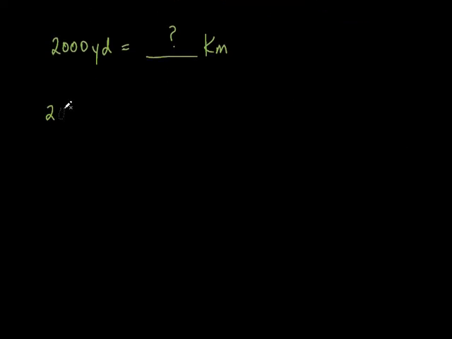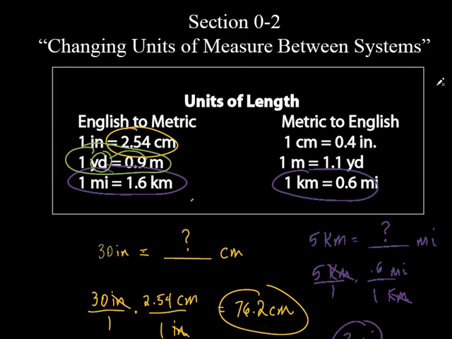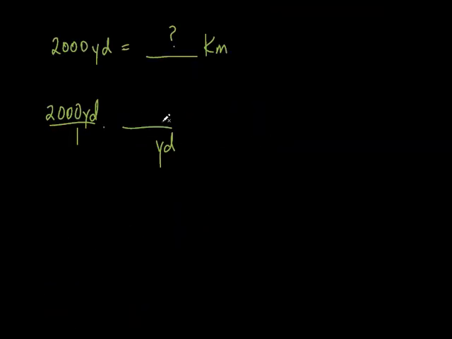So first thing I'm going to do is 2,000 yards, put it over 1. And I want to multiply by a unit multiplier. Again, what do I want to get rid of? I want to get rid of the yards. And if I remember our little chart, let's skip back up there just a second. I want to change to meters. So 1 yard is 0.9 meters. Let's jump back down here again. So 1 yard is 0.9 meters.